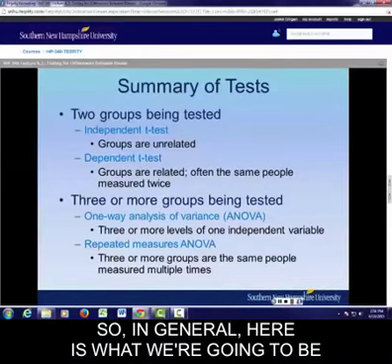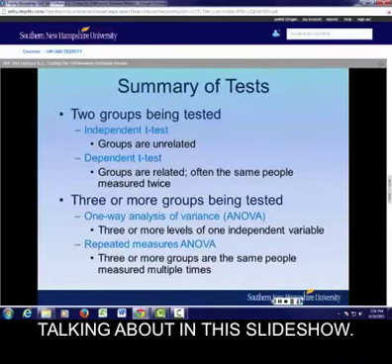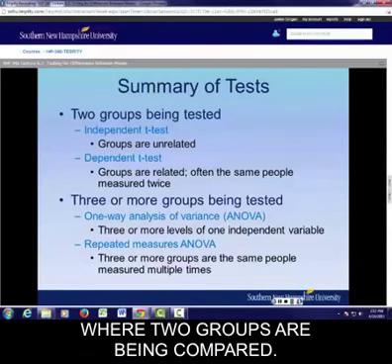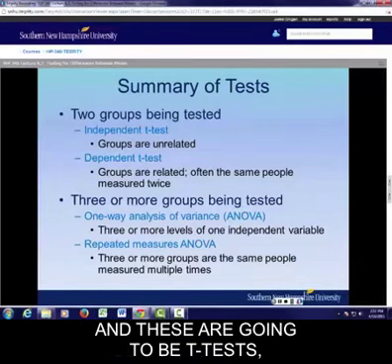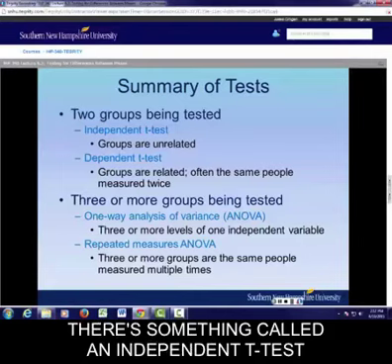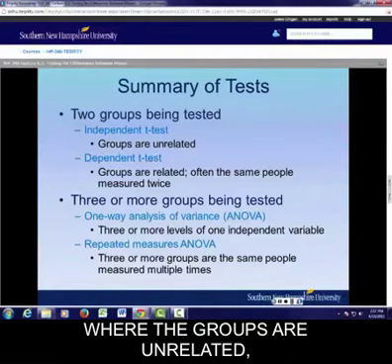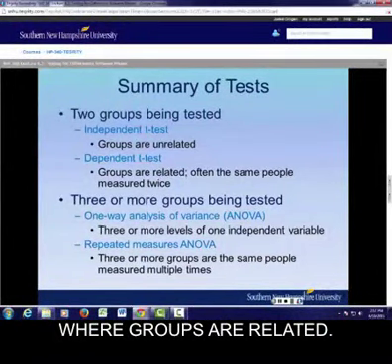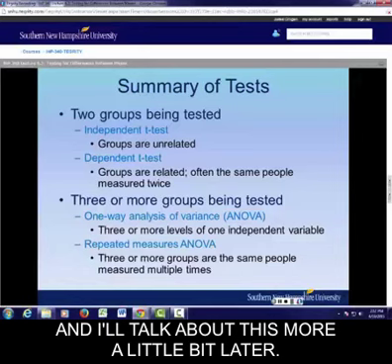So in general, here's what we're going to be talking about in this slideshow. We're going to be talking about a scenario where two groups are being compared. And these are going to be t-tests. So a t-test compares two groups. There is something called an independent t-test where the groups are unrelated. And there's another called a dependent t-test where groups are related, and I'll talk about this more a little bit later.